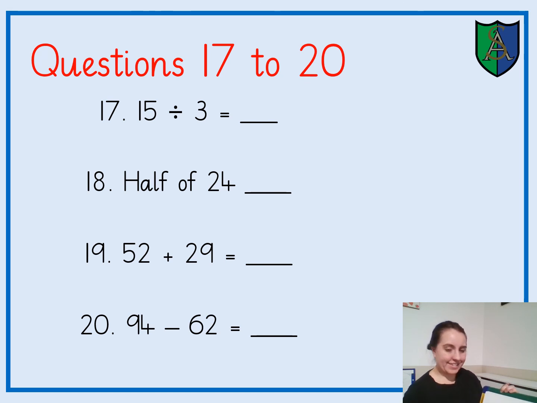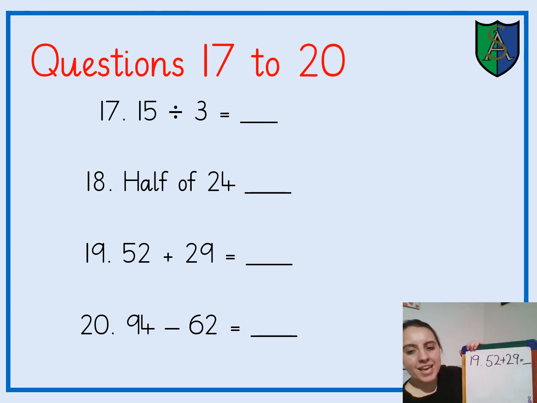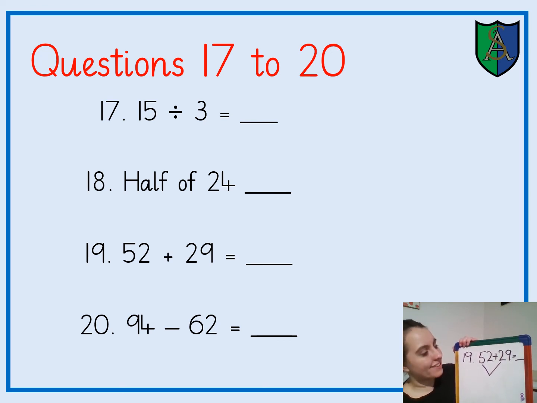Number 19, let's have a look at that. We've got 52 add 29. We're looking for what that equals. So here we can do our triangle method. We've got 50 add 20, because if we know 5 add 2, then we know 50 add 20. So 5 add 2 is 5, 6, 7. So 50 add 20 is 70.